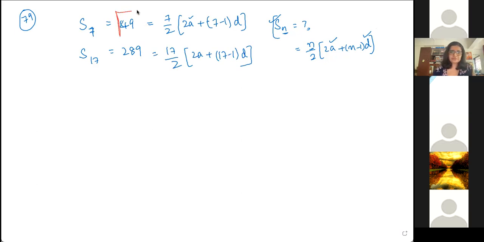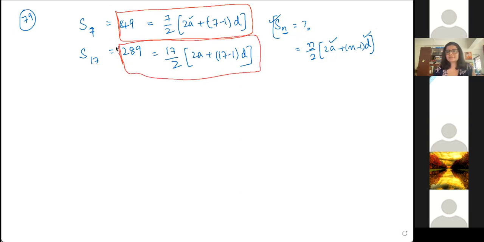So these are your two equations. Simplify them so that you get them in terms of a. Ma'am, I got Sn is equal to n square. Yeah, that's what I said. You need the value of a and the value of d, so your final answer will be in terms of n.